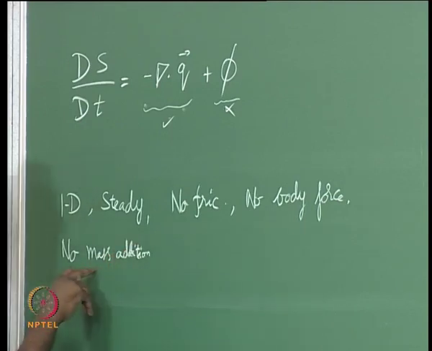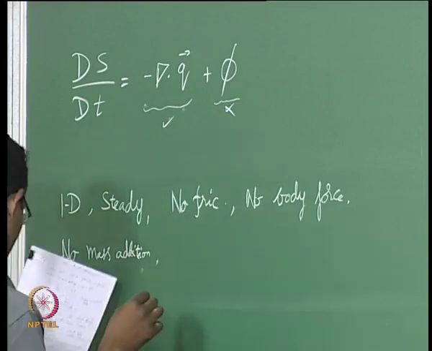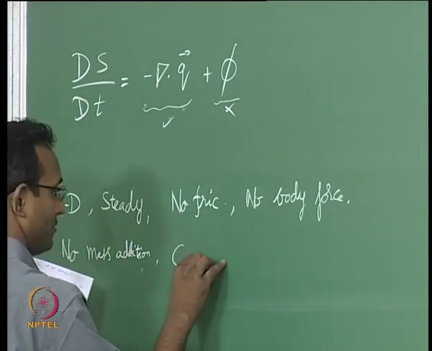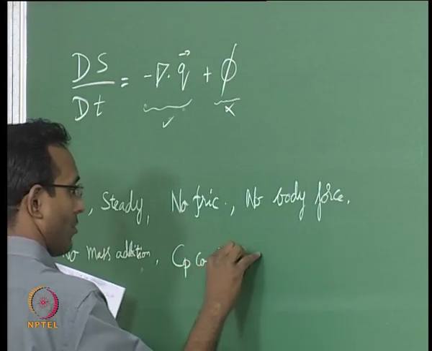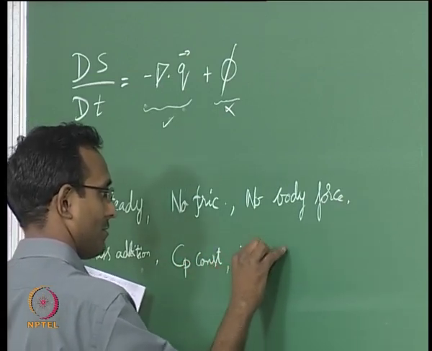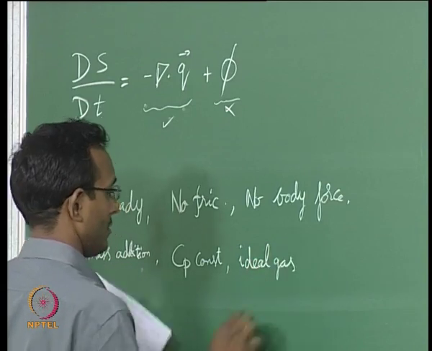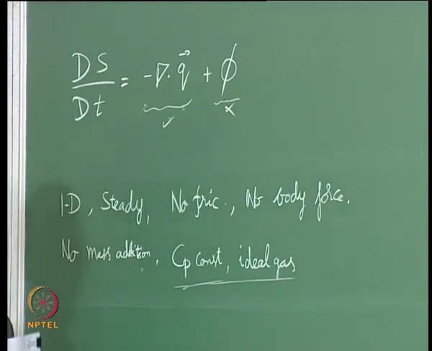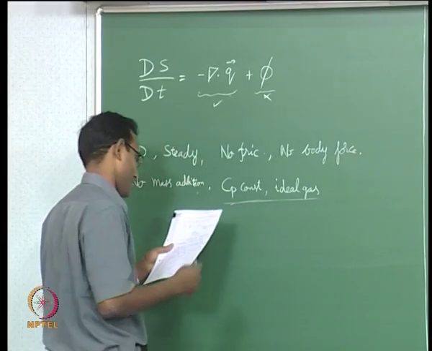By the way, no mass addition means negative or positive, so no addition or subtraction of mass there. Okay. I'm going to assume Cp constant. I'm going to assume ideal gas. So when these two are together, what does this mean? Cp constant and ideal gas, what is this? Something more than just perfect gas. Calorically perfect gas. Okay. So that's what it is going to be.